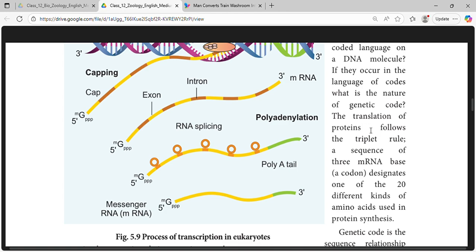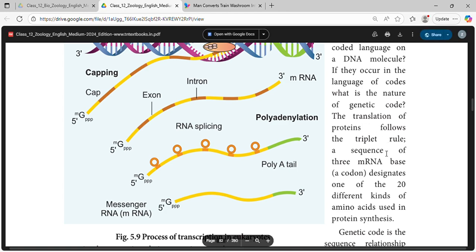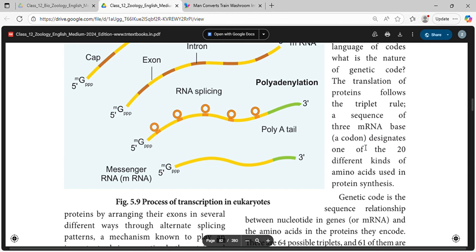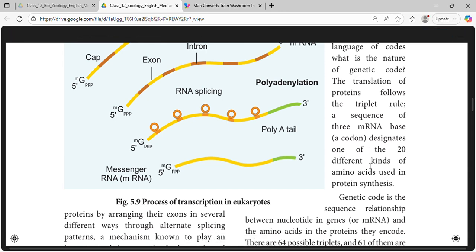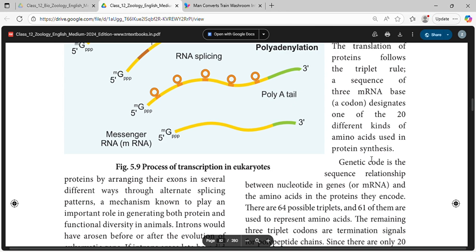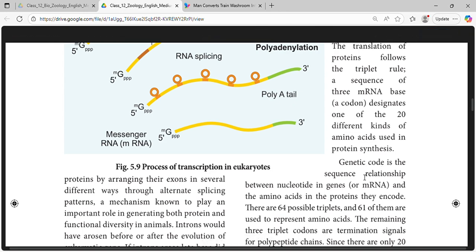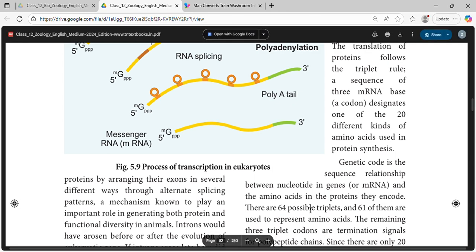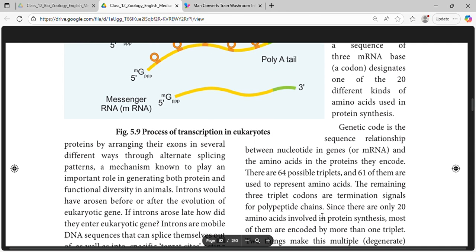The translation of proteins follows the triplet rule. A sequence of three mRNA bases, a codon, designates one of the different kinds of amino acids used in protein synthesis. Genetic code is the sequence relationship between nucleotides in genes or mRNA and the amino acids in the proteins they encode. There are 64 possible triplets and 61 of them are used to represent amino acids. The remaining three triplet codons are termination signals for polypeptide chains.